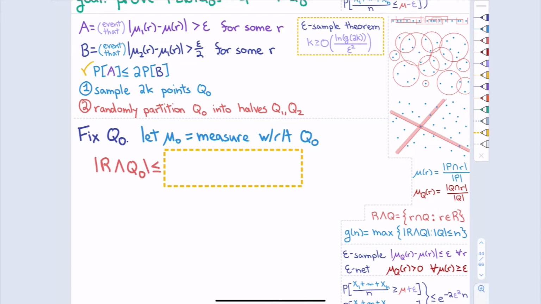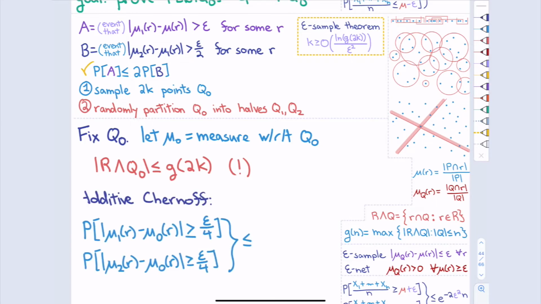Here's what's great. How many ranges do I have to worry about within Q0? G of 2K, the size of Q0. I only have to worry at some level about G of 2K sets. We're going to get a much smaller union bound.